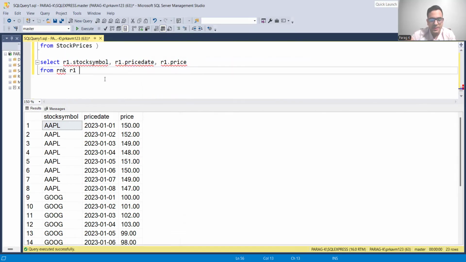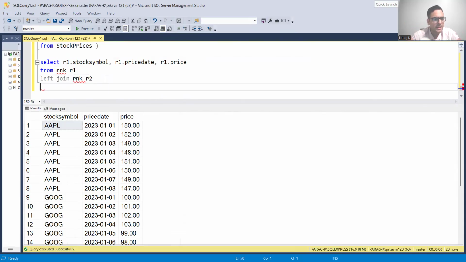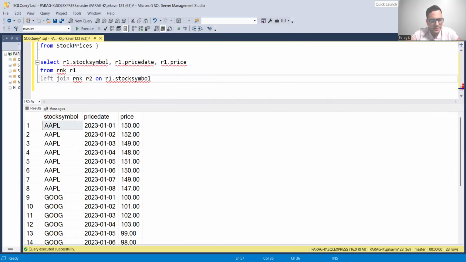One of the easiest ways to start comparing is something called a self join, or we can start doing a left join here. So I'm going to join the rank table on rank itself. How am I going to do it? Let's say rank 2, and I'm going to join it on R1 dot stock symbol equal to R2 dot stock symbol.